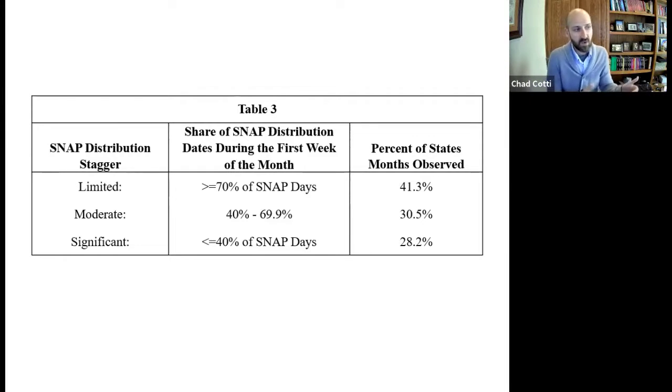What we mean by that is we classify households in states where 70% or more of the state's SNAP population, 70 to 100%, received their benefits in the first 7 days, the first week of the month, as having limited stagger, or a limited amount of distribution. Moderate is 40 to 69.9%, and then a significant amount of stagger or misalignment is for states that had less than 40% treated in the first week, so 60% or more treated after day 7. You can see the percentage of how that breaks out. Then, just for this descriptive analysis, we compared the limited to the significant, to see if there was a notable difference, right?